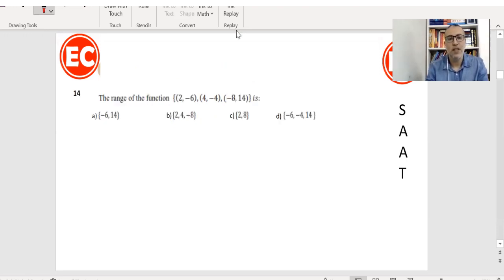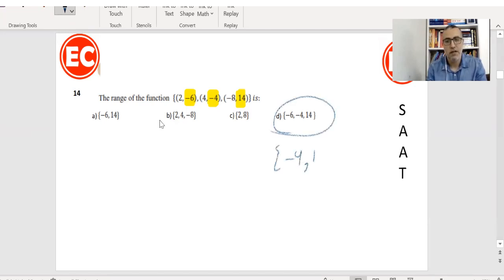Number 14: what is the range of the given function? The range is the values of y. And as we can see, values of y here are -6, -4, and 14. Mr. Hisham, if it's in the test, can I write -4, 14, and -6? Order doesn't matter in sets. And there is no repetition. Yani, you can't write 4, 4 or 16, 16. You write the element once. This is for the range.